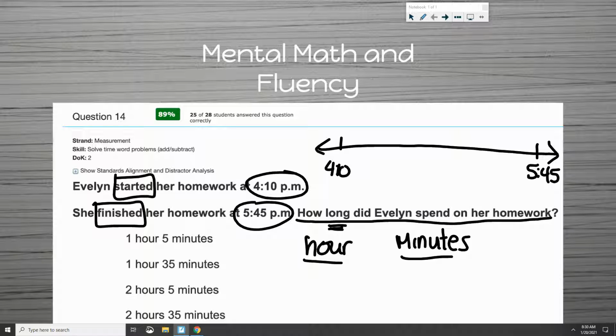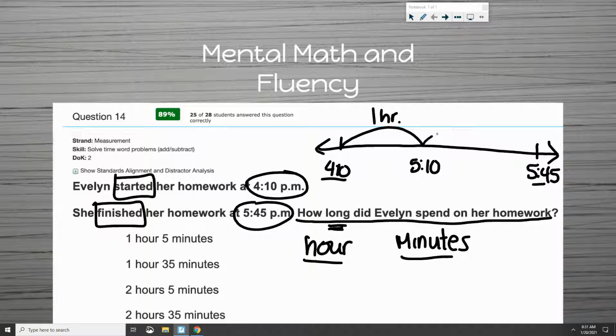So my first thing is I want to jump an hour, because if I start at 4:10, in 1 hour it'll be 5:10, and I'm not to my end time yet. So this is 1 hour. Now I want to get from 5:10 to 5:45. I can't jump another hour because that would put me at 6:10. So I want to start jumping by tens.